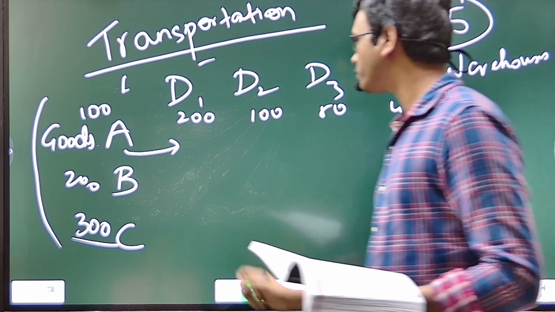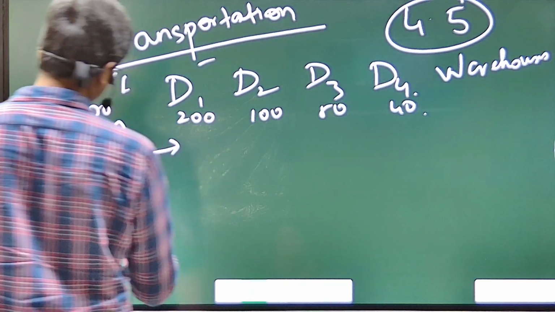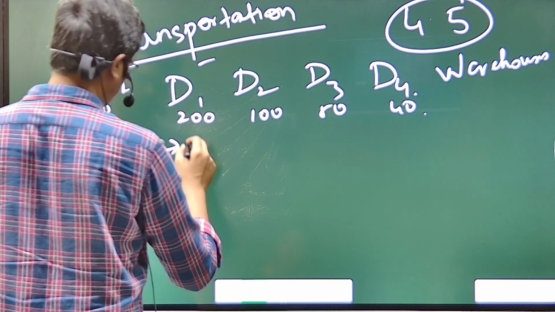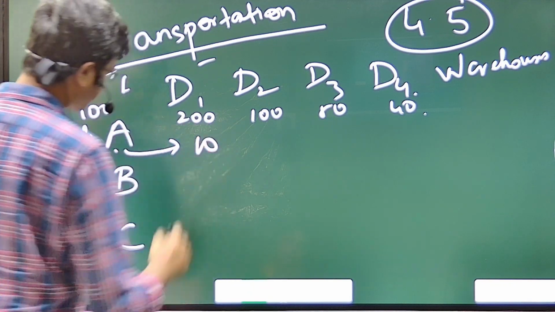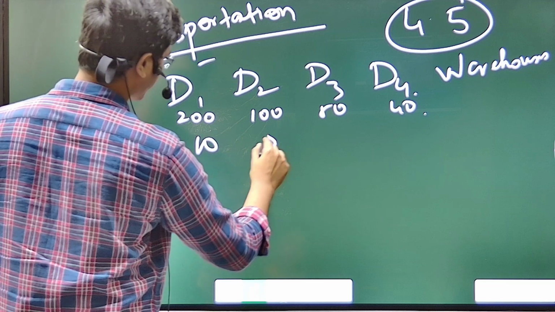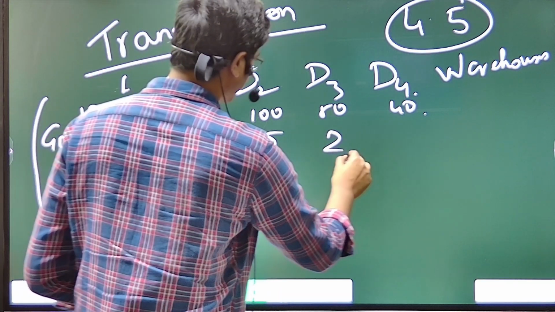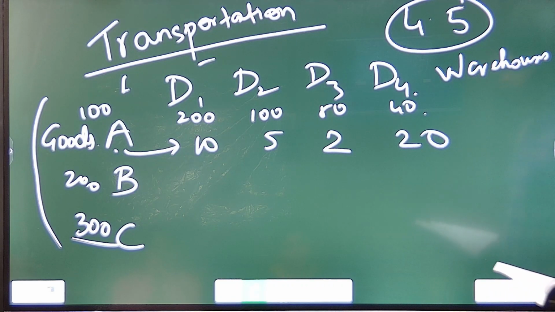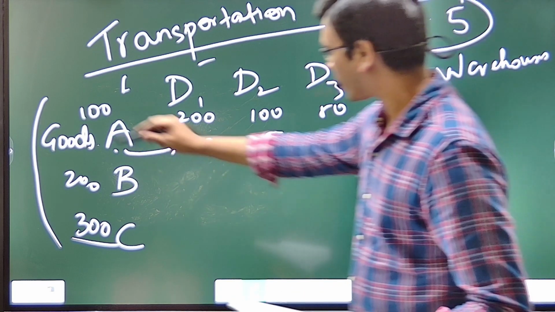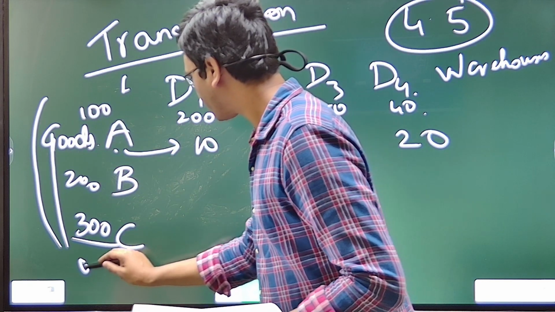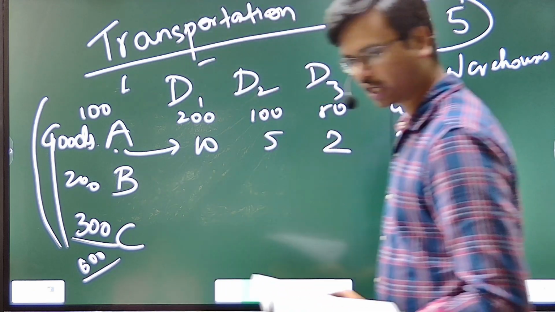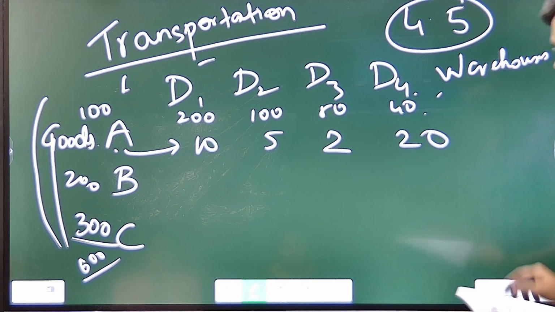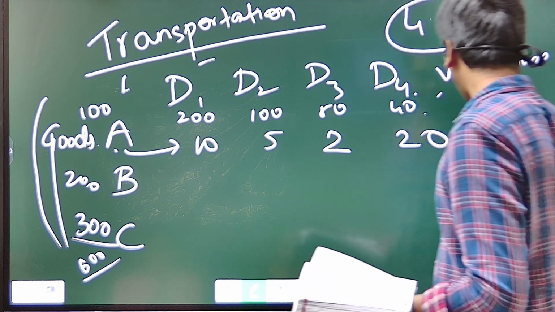So suppose from your factory A to location D1, it will cost you rupees 10 per unit. This will cost you 5 per unit, 2 rupees per unit and 20 rupees per unit. So your main objective is to transport these 600 units to these warehouses at a minimum cost.